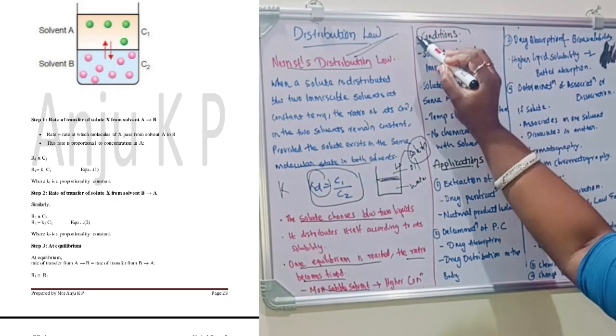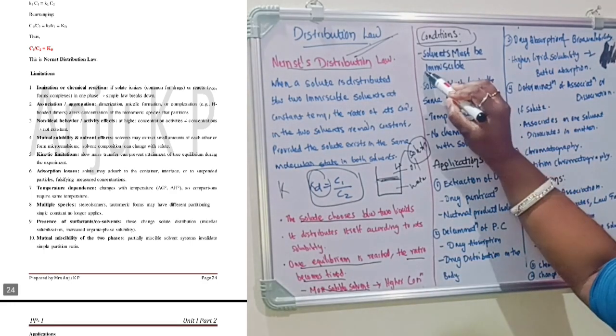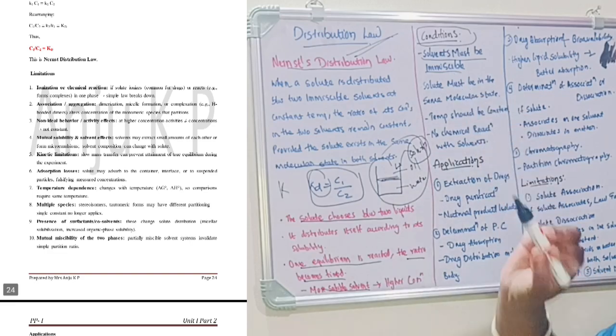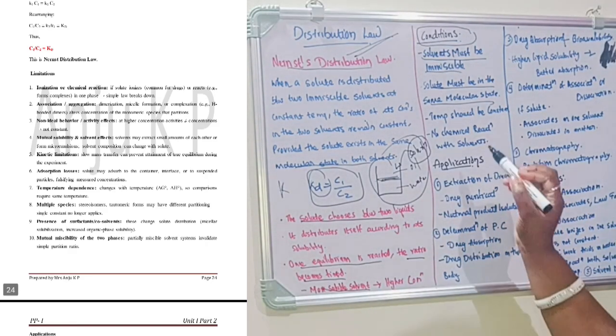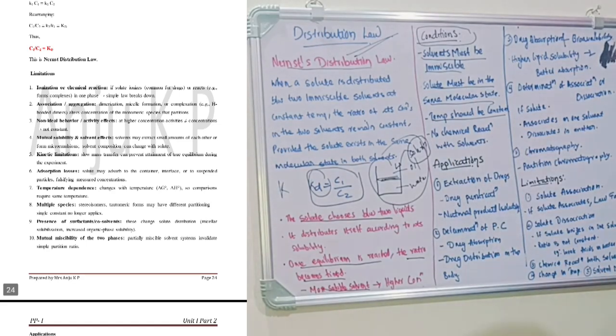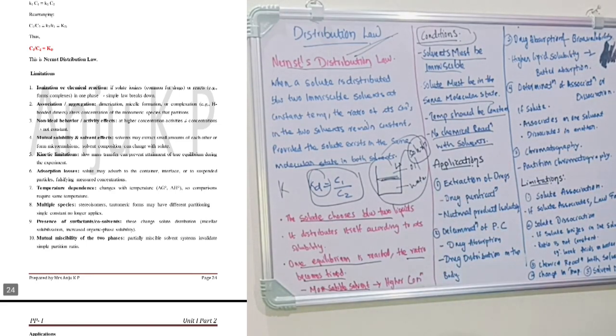Next, we will see the conditions for distribution law. The solvents we are using must be immiscible. They should not be miscible. Then the solute must be in the same molecular state. Once we are adding it, your solute should not change into another molecular state. Then temperature should be constant throughout the period. Then there should be no chemical reaction with solvents. That means the two immiscible solvents should not undergo any chemical reactions. These are the conditions of your distribution law.